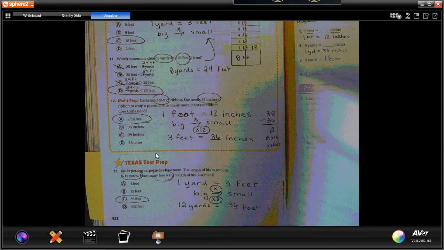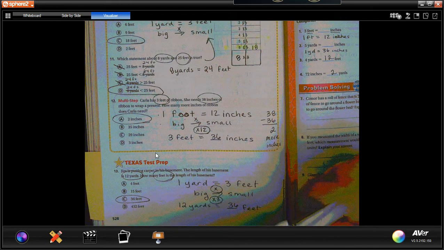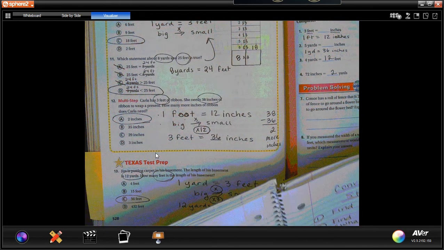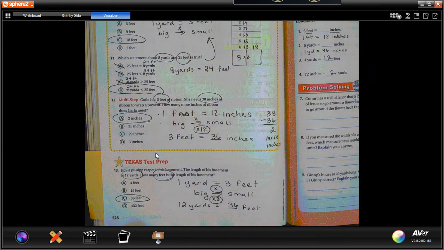All right. Let me close this. We must be getting close to the end of the year because my notebook is about to be all filled up.